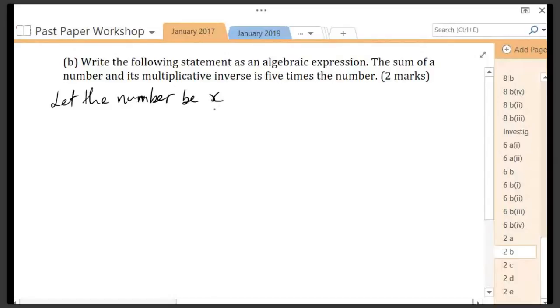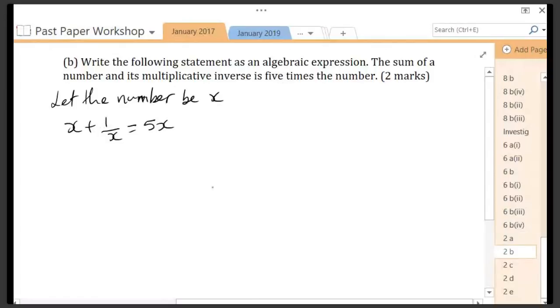Here it says the sum, and sum means to add, right? So x plus the multiplicative inverse, which is 1 over x, also the reciprocal of x, is equal to 5 times the number, so this is 5x. That's it. There's nothing else.